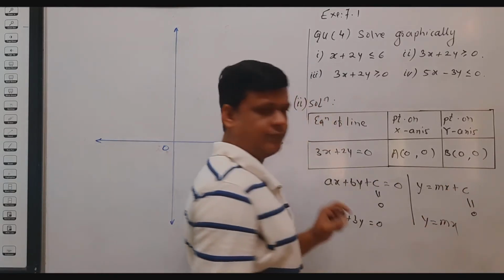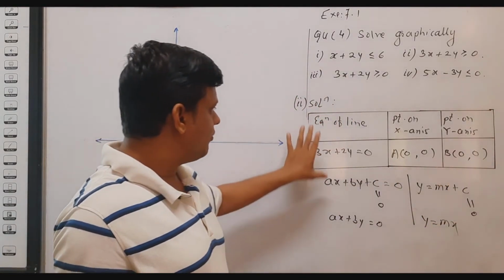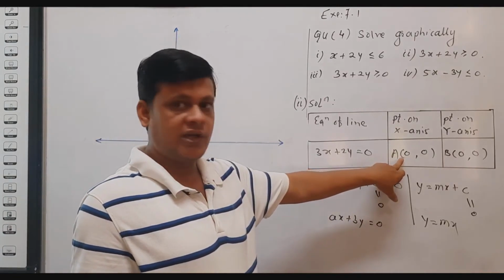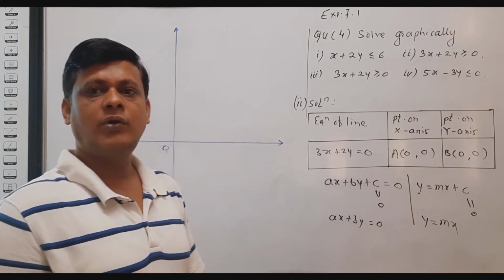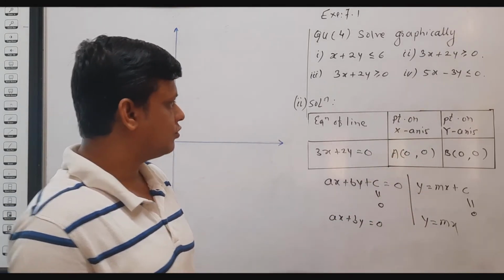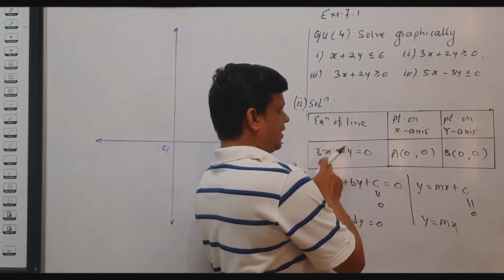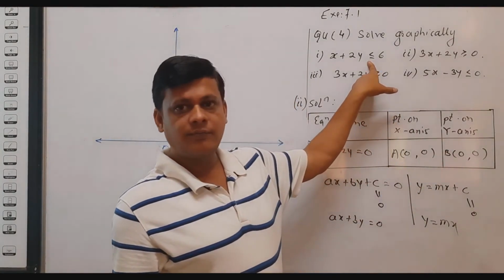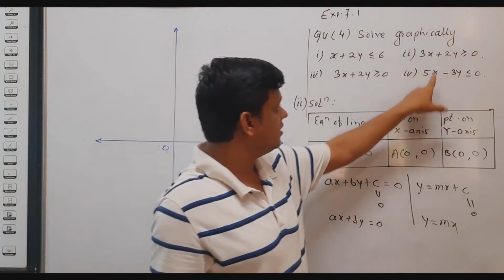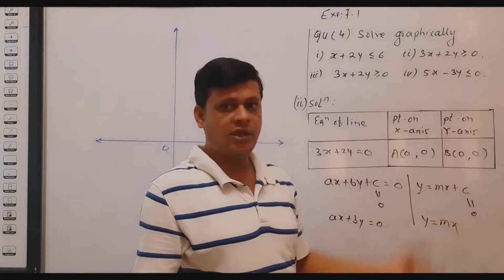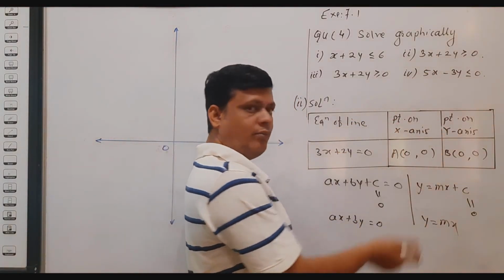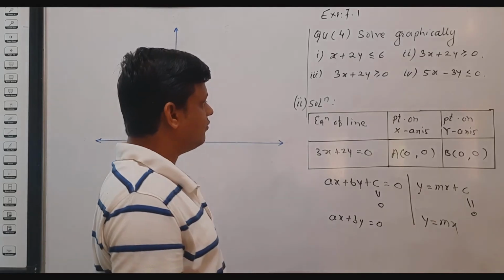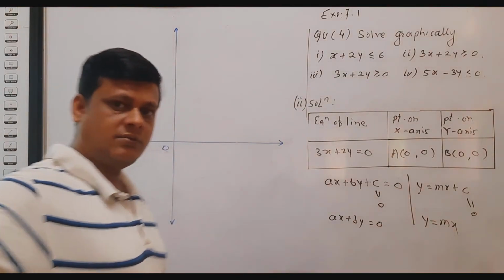B of 0, 0. For drawing a line we require 2 points. Here one point we get is the origin, so we have to take one point other than the origin. In that case this concept is not valid. This we use for the first question only. So for the second, third, fourth, which pass through the origin, we have to take one more point which is a non-origin point. For that we take another concept.